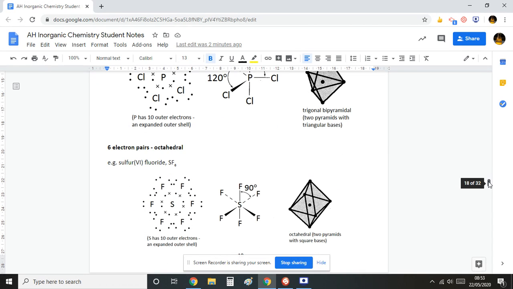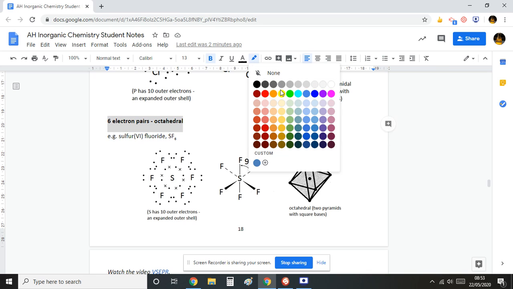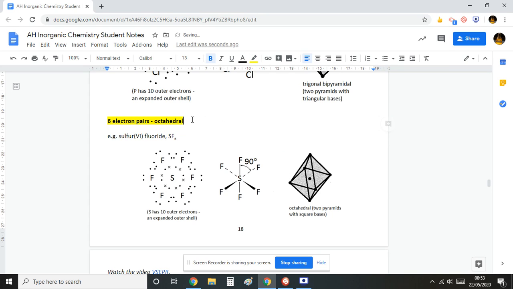If you have 6 electron pairs, then we have an octahedral arrangement. People sometimes get confused because they think octahedral means 8, so you should have 8 electron pairs. It's not, it's actually for 6 electron pairs. It's because it forms 2 pyramids with square bases, which together make an octahedron.